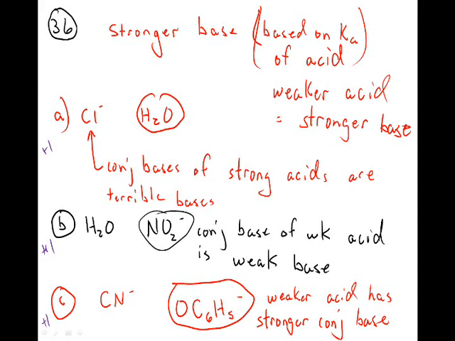Number 36 is then continuing on with the idea of the stronger the acid, the weaker its conjugate base, or vice versa. The weaker the acid, the stronger its conjugate base will be. So chloride is such a weak conjugate base that even water is probably a more effective base, or a stronger base, than the chloride ion.